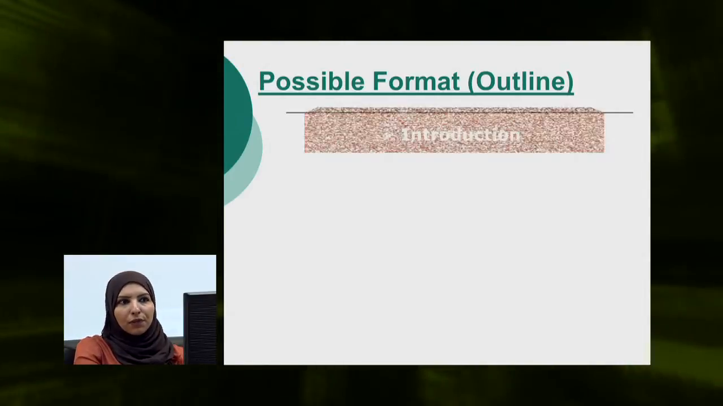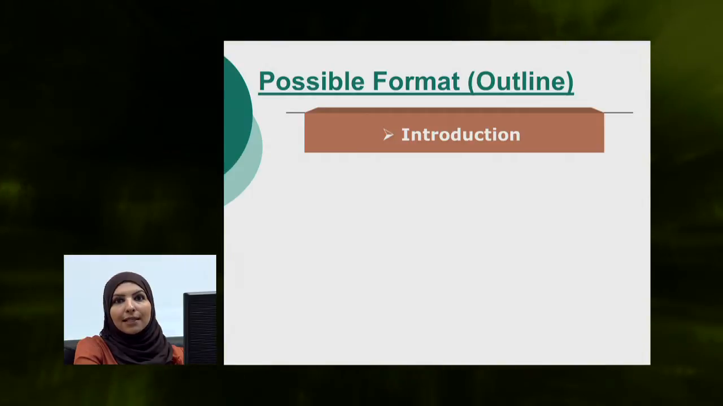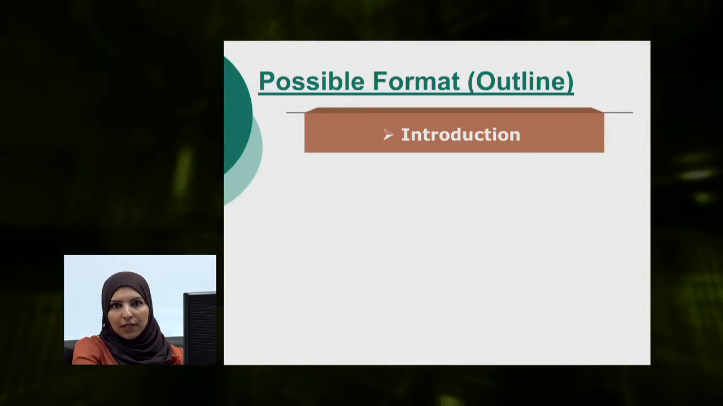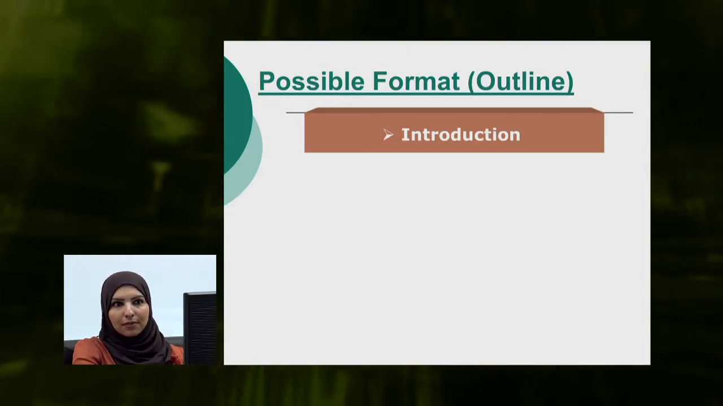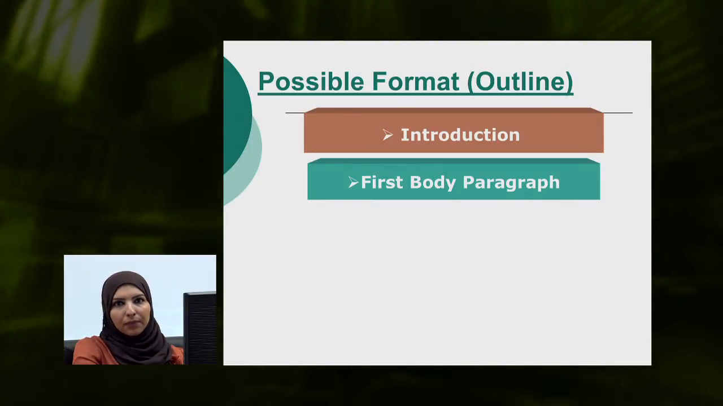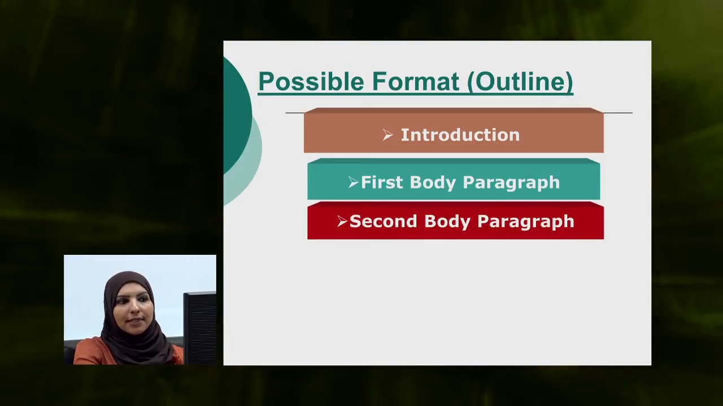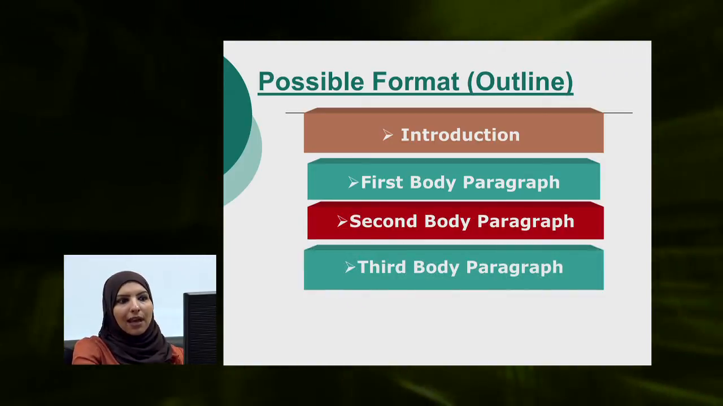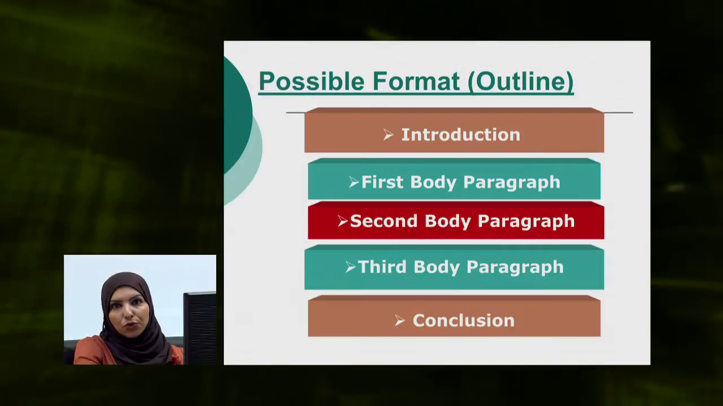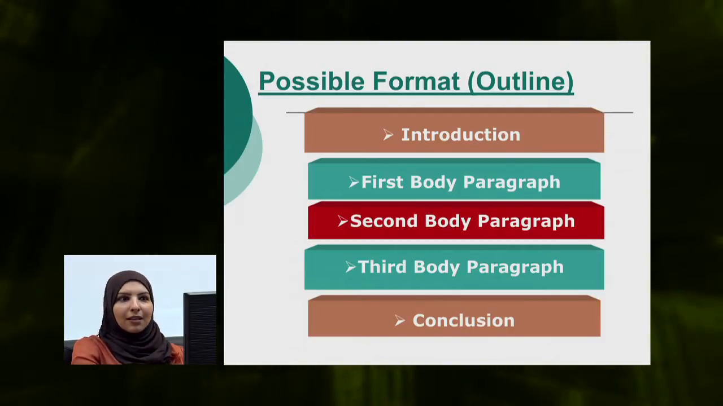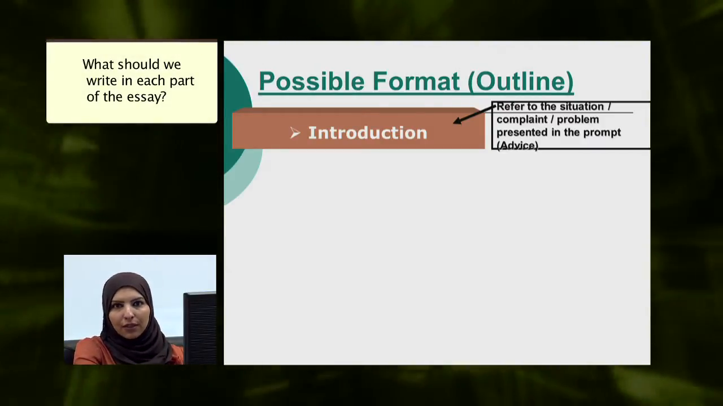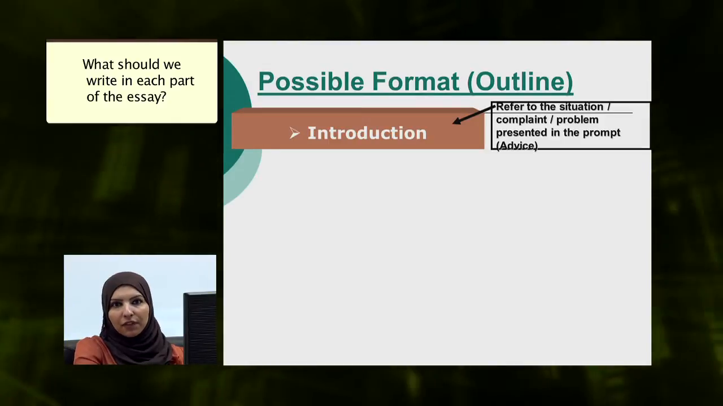Let's talk about the possible formats or outline once you write your essay of advice. As with any essay, once you write your essay of advice, you should start with an introduction. Then you write your first body paragraph. After that, you write your second body paragraph, and then a third body paragraph, and finally, as usual, a conclusion. And now let's talk deeply about what we mentioned previously. What should we write in each paragraph specifically?